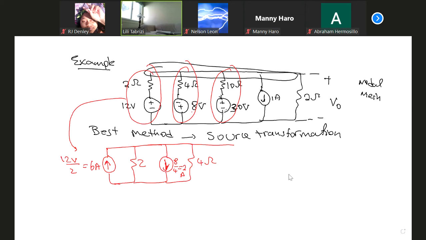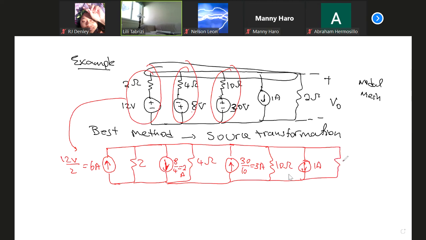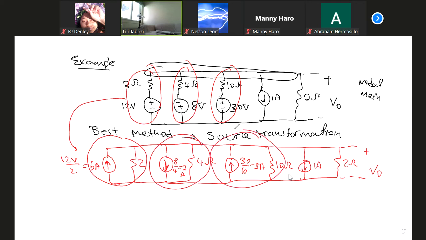Then extend the line, do the same thing. It's a voltage source converted to a current source going up. 30 divided by 10 equals 3 amp, going up, and in parallel with 10 ohm. Here, no change because you just have a current source, 1 amp going down, and no change here. Usually don't change the element in question. So for 3 branches, I change a voltage source to a current source in parallel. Now the next step is to simplify.